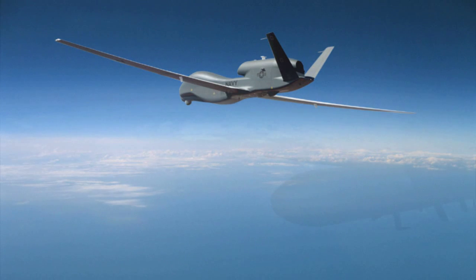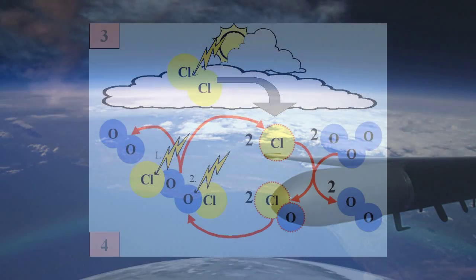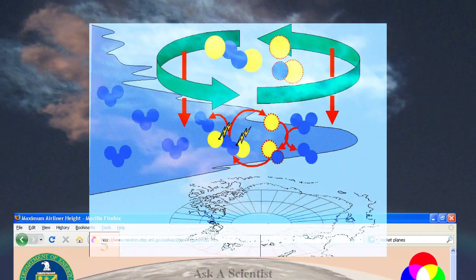If there are no nitrogen oxides present, the chlorine radicals start a catalytic chain of reactions, leading to ozone destruction.